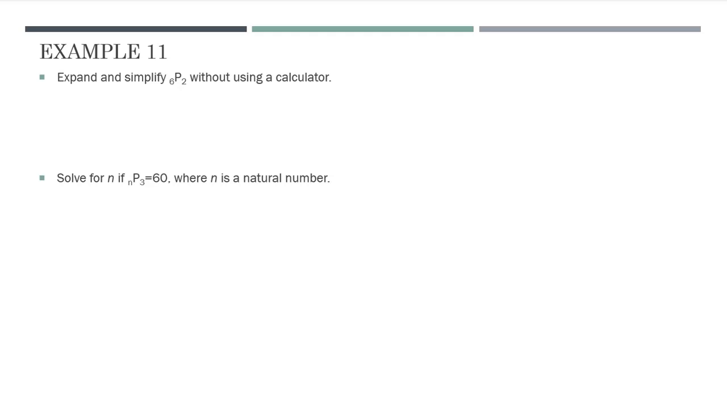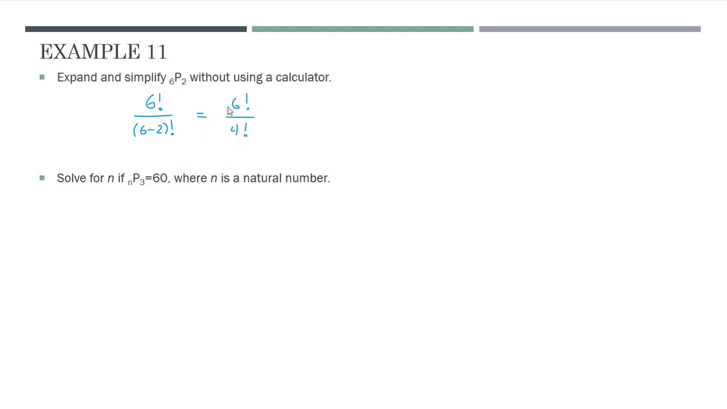I want to look at how we could solve for n if it was an unknown variable and part of a permutation. But before we do that, let's take one step back and say, hey, how could I simplify 6 pick 2 without a calculator? So 6 factorial is my numerator, and then my denominator is going to be 6 minus 2 factorial. So then I'm left with 6 factorial over 4 factorial.